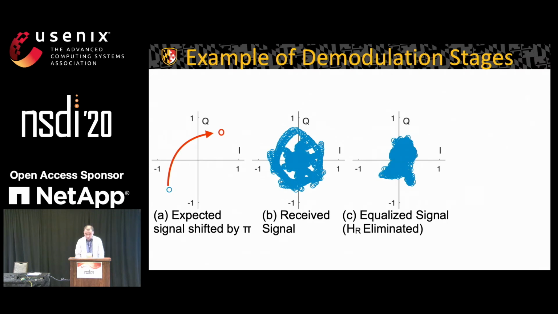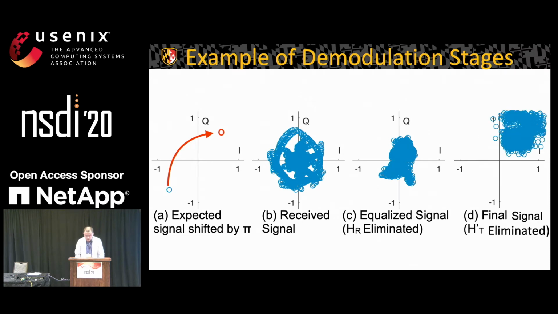Figure C shows a signal passing through the equalization model of the receiver. In this stage, the pre-scatter channel is eliminated. Figure D shows the post-scatter channel is eliminated by the reference symbols. Now we can observe that most of the circles are in the first quadrant. Then the phase change pi can be correctly demodulated by using the maximum likelihood estimation.